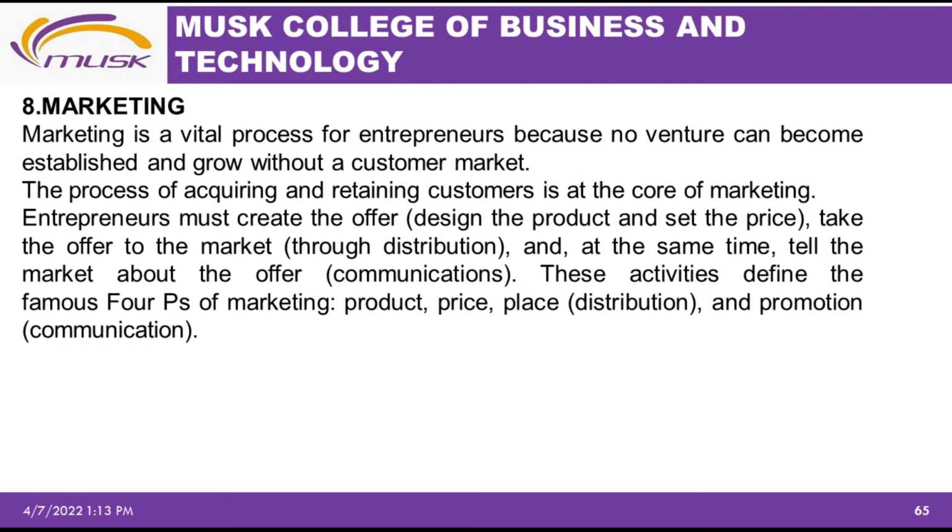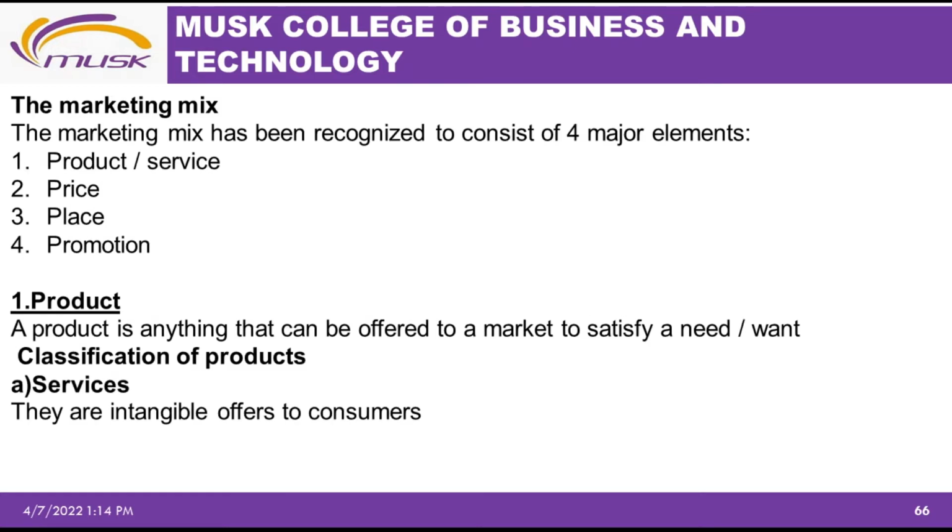We have what we call the 4 P's of marketing: price, product, place, and promotion. That is what we refer to as the marketing mix, which is being discussed in this particular slide. So the product, the price, the place, the promotion, they are critical aspects for every marketer or every entrepreneur to be able to know. So what is a product? Anything that can be offered to a market to satisfy a need or a want.